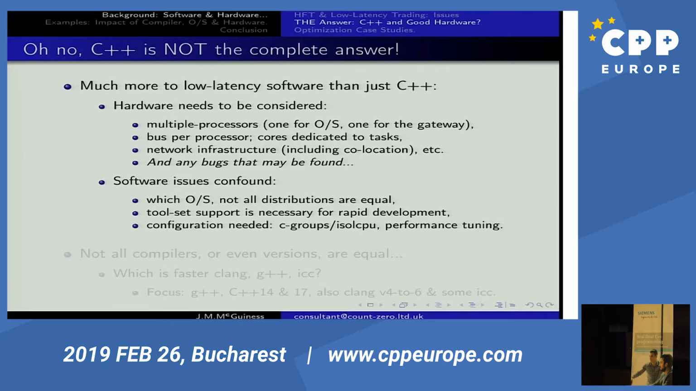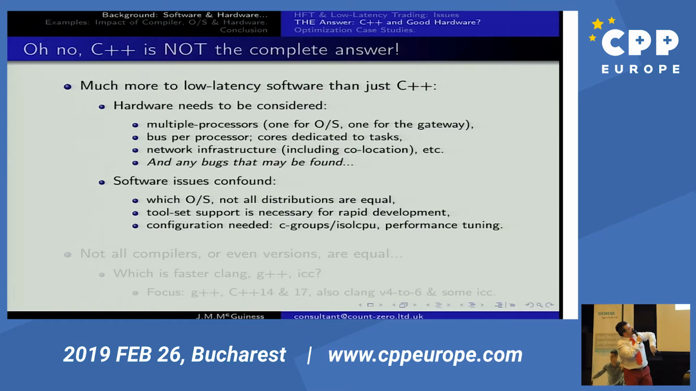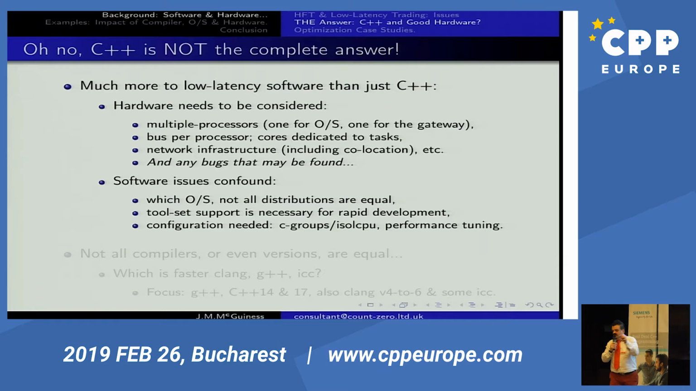Also, you've got multiple processors, a bus per processor, as I said, and you dedicate them to tasks. Network infrastructure, you make sure it's co-located. What does co-location mean? You've got exchanges, your computers are next to the exchange. Little known fact, you've got 6-foot racks. The price of the rack is in proportion to the height, and the middle of the rack is the really expensive part because average cable length is shorter. And that means you're faster to the market.